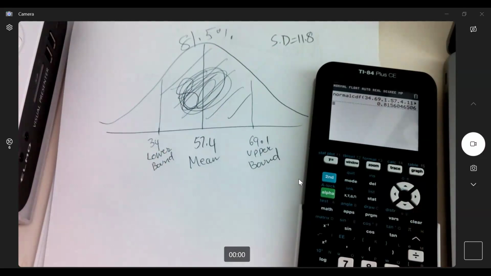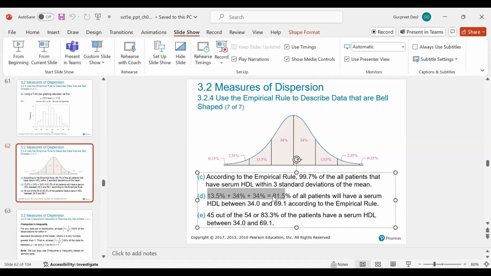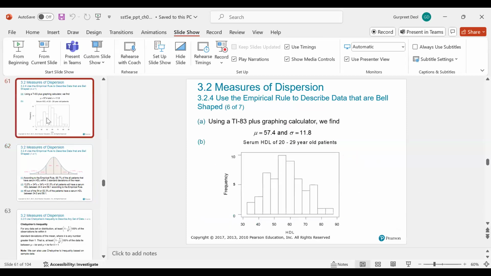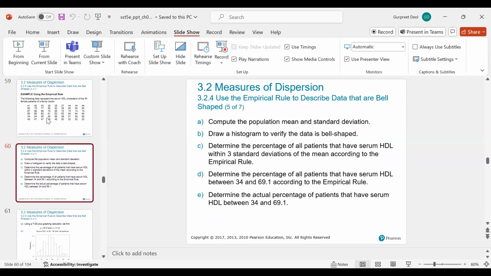Okay. And you said the 0.8156? Yep, 0.8156, which is 81.5%. Thank you. So now I take us back to the slide deck where they were showing the answer, 81.5%. Okay. Then I take us back to the questions.